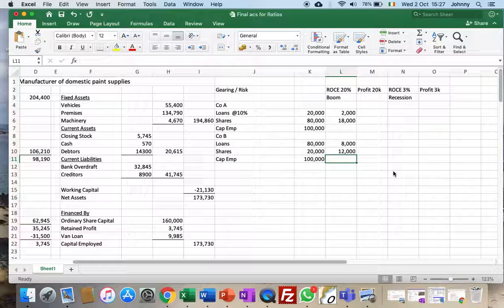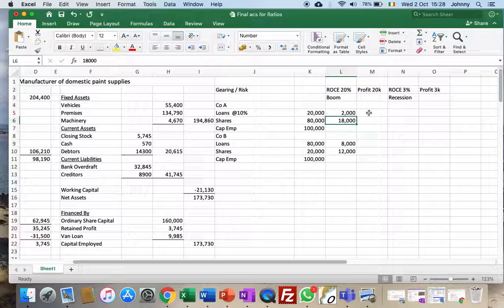So our question here is, which shareholders would be happier? It looks like in company A the shareholders are really happy because they have 18,000 of profit. Some of this profit may be retained, some may be paid in dividends, but their investment of 80 grand has earned them 18,000 euro. So that looks like they should be happier than this company.